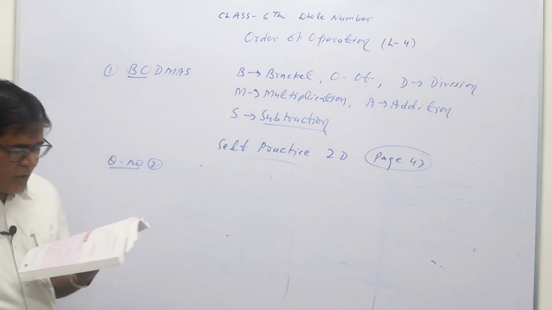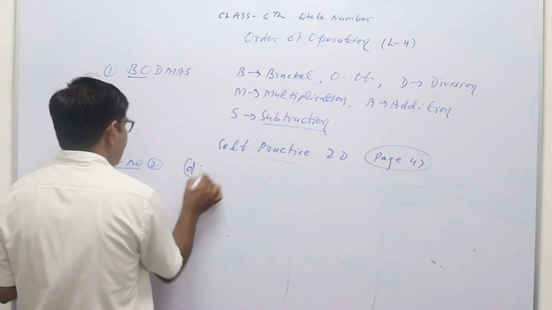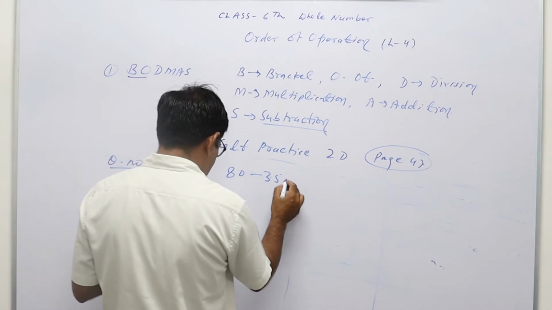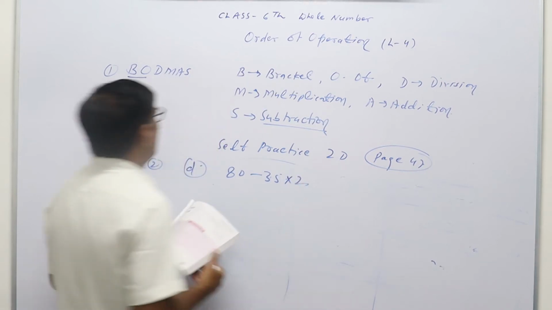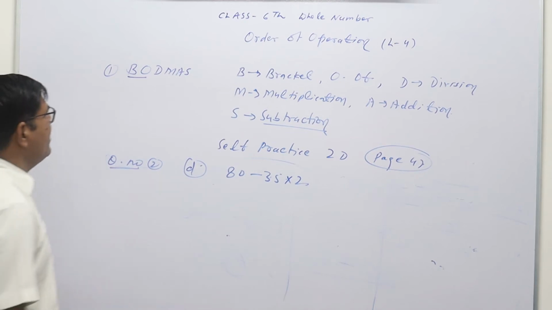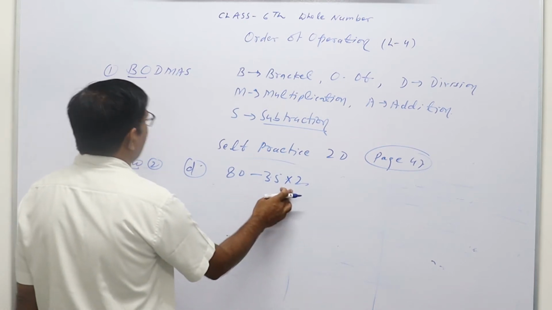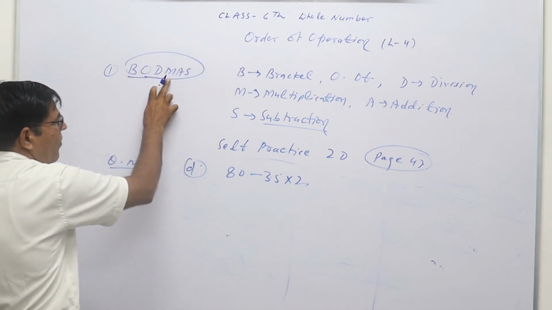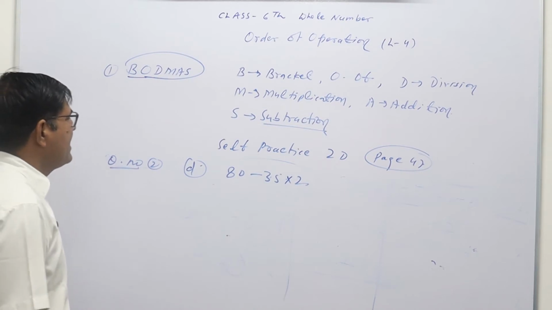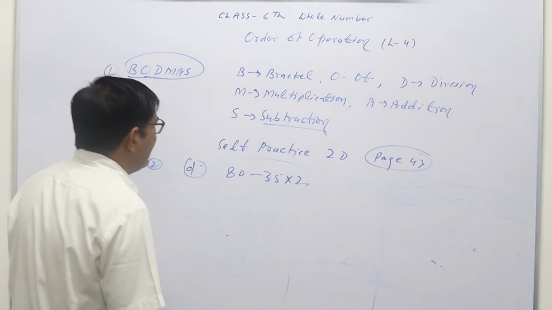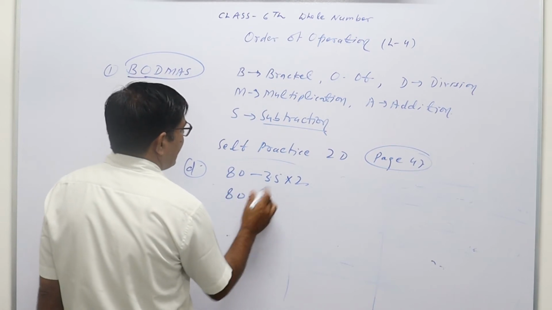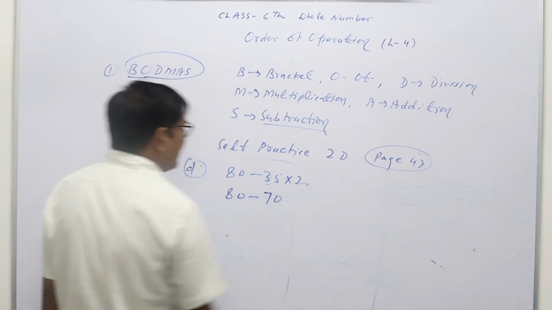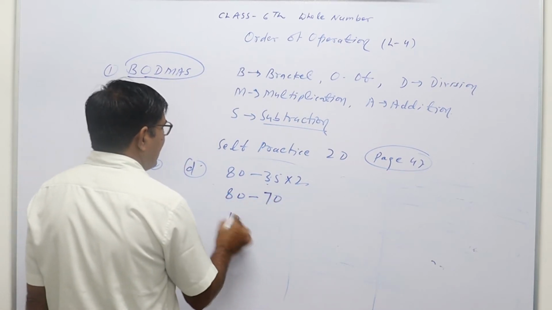Then question number D of second part, 80 minus 35 multiply by 2. So there are again two operations, one is subtraction, another is multiplication. And in the BODMAS rule, multiplication comes first in order before subtraction. So first we will multiply. So 80 minus 35 into 2, that is 70. Now 80 minus 70, that will be equal to 10.